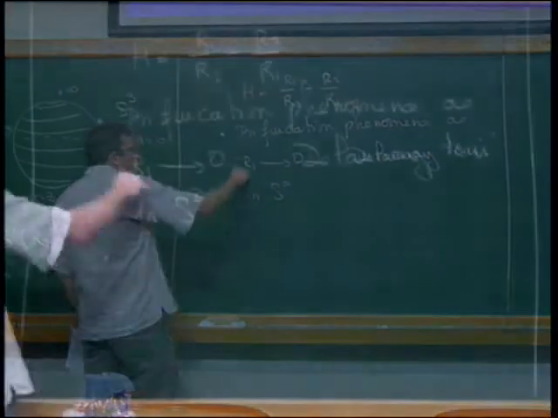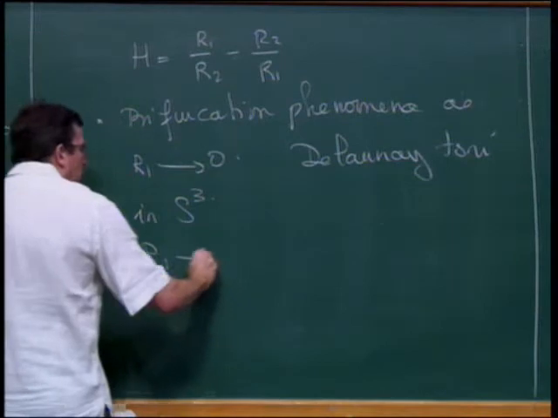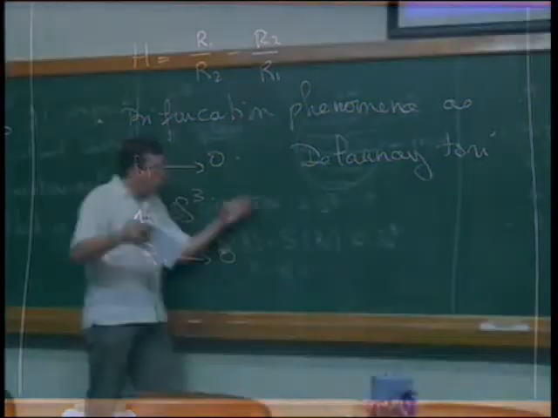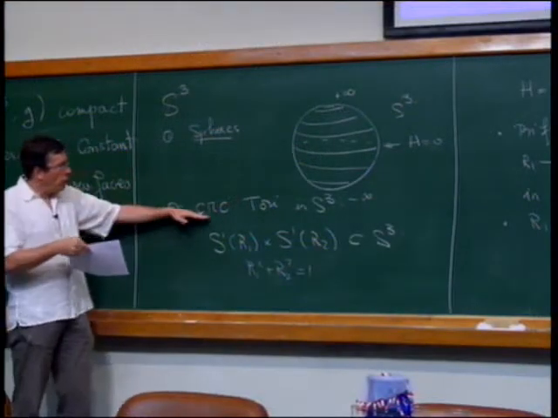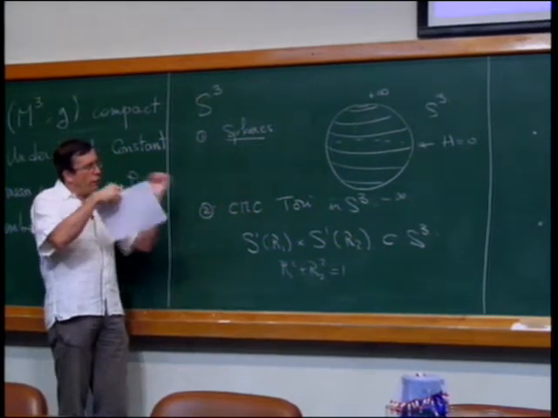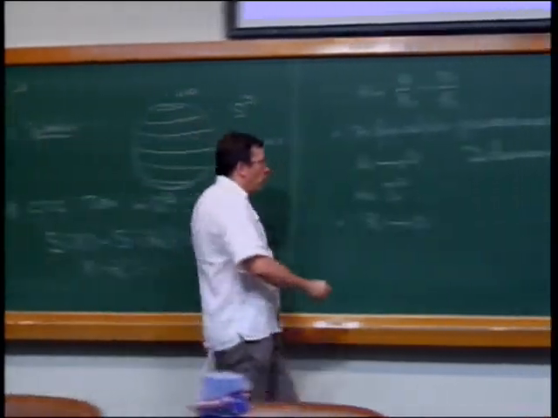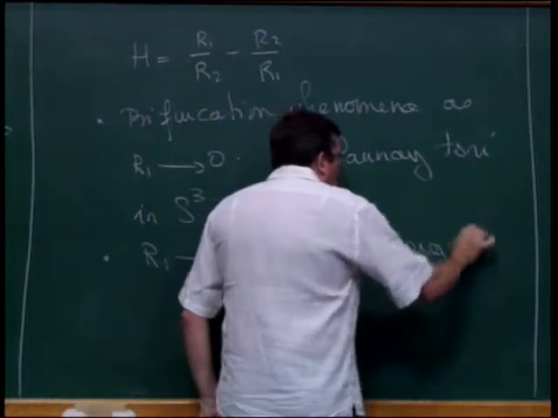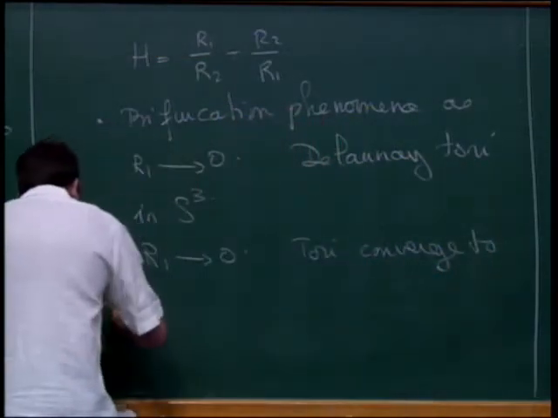Another feature which is very interesting is that as R1 tends to 0, you see that if this radius tends to 0, your sequence of concentric tori condense over a great circle. So you see that the tori converge to some great circle.